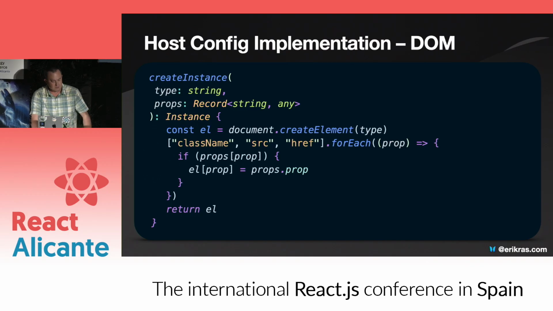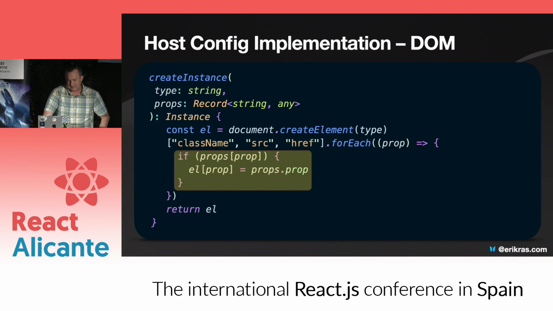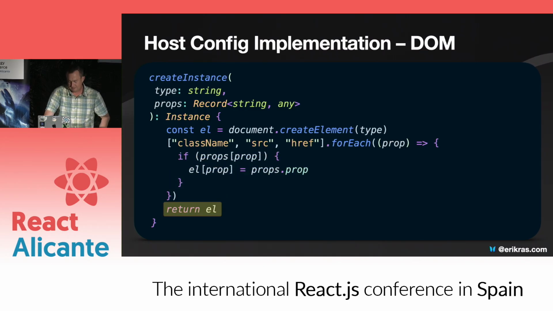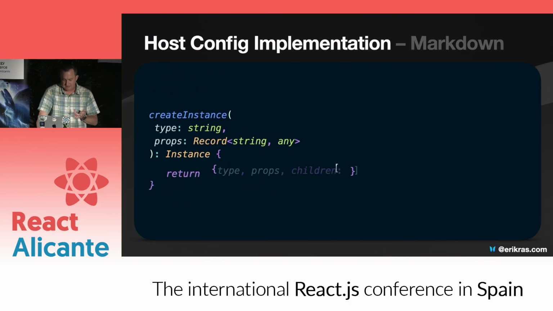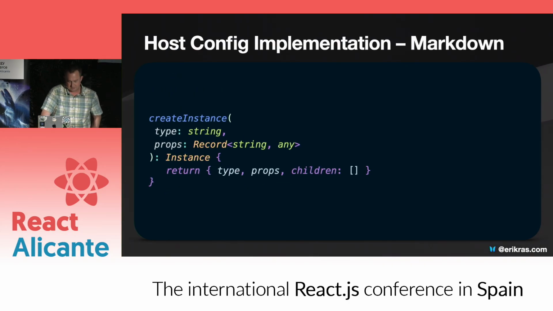So in DOM, that would look something like this, where we create a DOM element. We copy over the props that we determine that we want to support. And we set those props on the element, and we return the element. So our instance is a DOM element. In my Markdown thing, I just created an object to save the type and the children and make space for children.